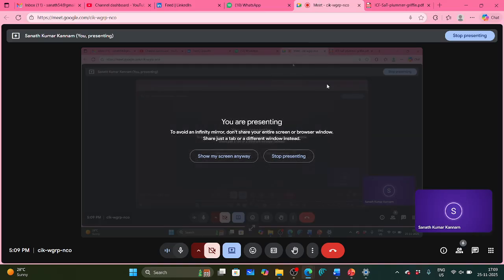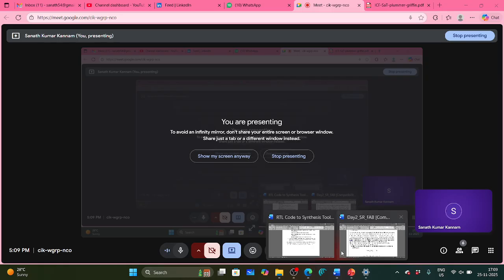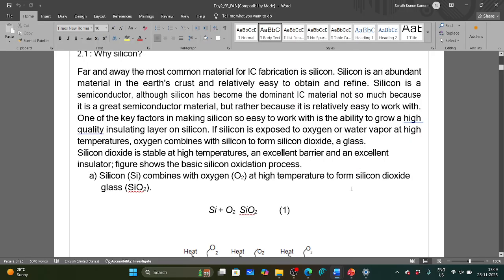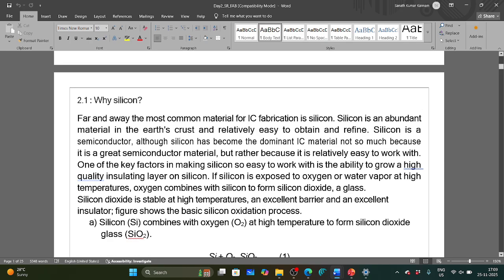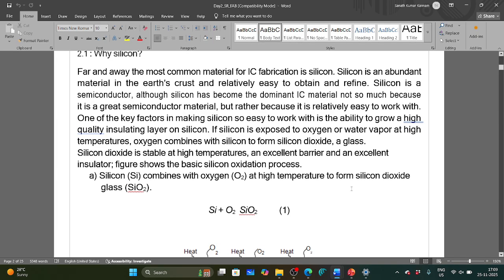In semiconductor physics, I told you that germanium is unstable with temperature, unstable at around 100 degrees Celsius. Another reason is that silicon is abundantly available. Around 28% of the earth's crust is silicon. Most of the earth's crust consists of silicon, normally available on the seashores and so on.